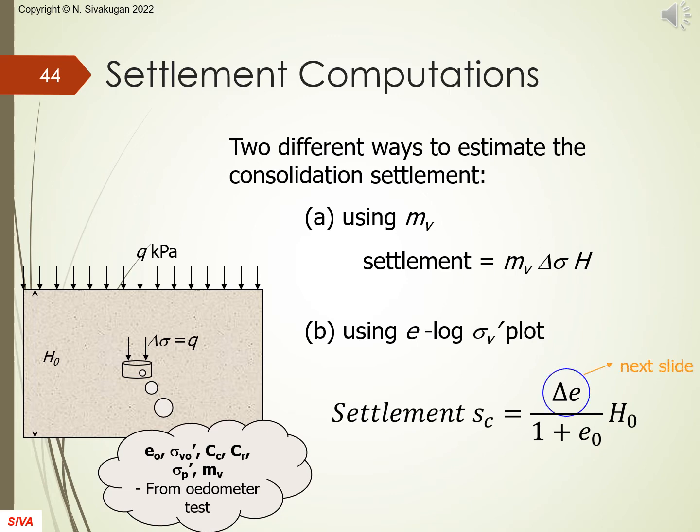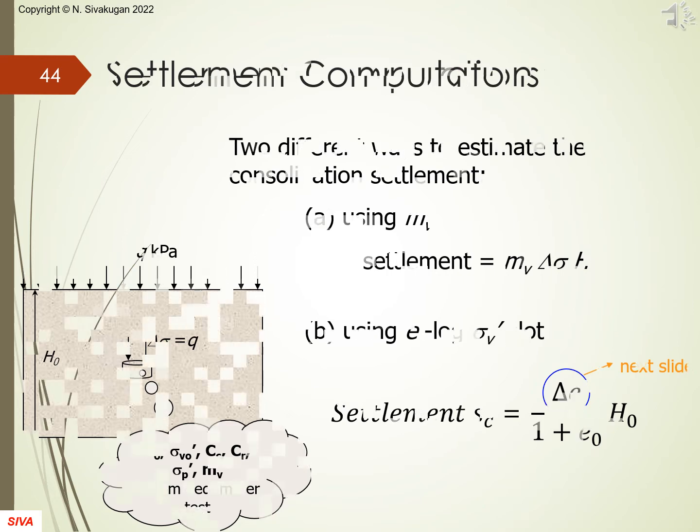The consolidation settlement can be computed using mv or the e log sigma v dash plot. The problem with mv is that it is stress dependent and hence we have to select the value right. The second method using the e log sigma v dash plot is better. Here, we determine the consolidation settlement Sc as delta e on 1 plus e0 times H0. e0 can be determined from the moisture content and the clay is saturated. H0 is known from the bore logs. How do we find delta e, the reduction in void ratio during consolidation?